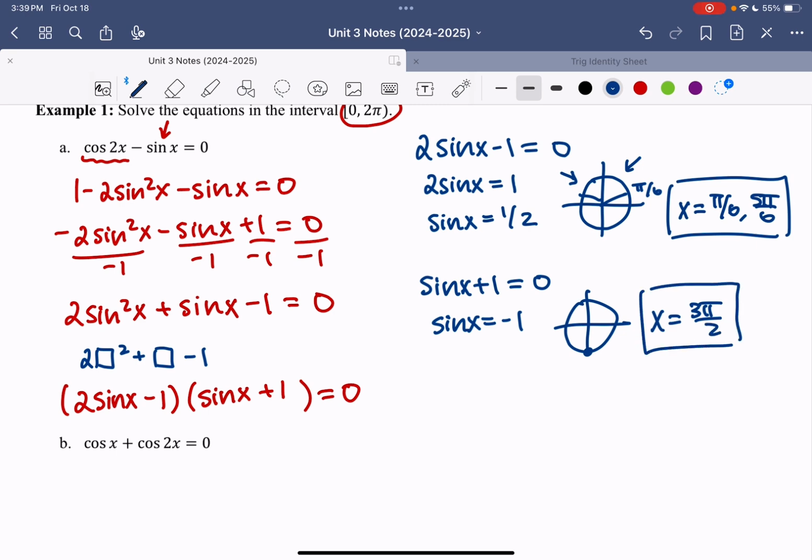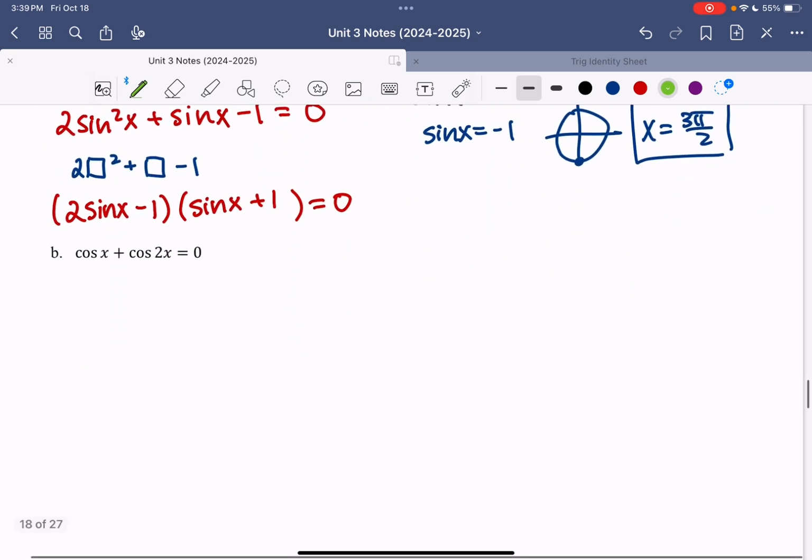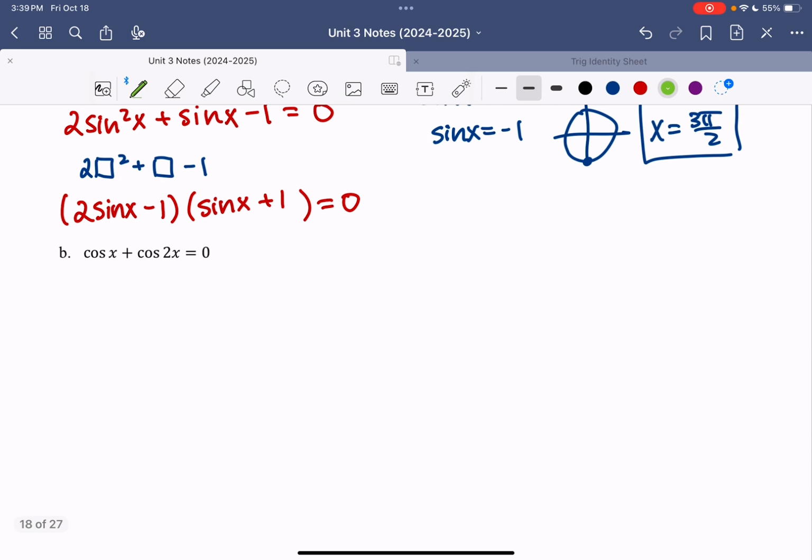So we do get three solutions out of this, and if I am looking at my solutions, we do want to check to see if any of them are extraneous, but my original equation only has cosines and sines, and those are defined for all values of x. So no extraneous solutions.